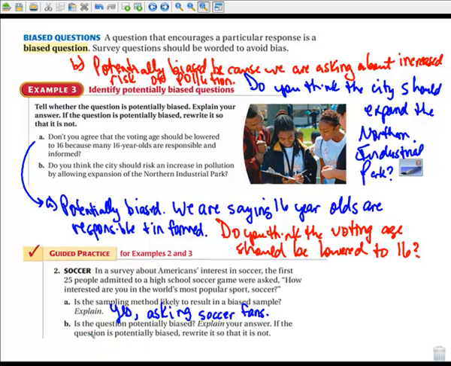And part B, is the question potentially biased? Absolutely, because they're saying this is the world's most popular sport, soccer. So we could just ask the question, how interested are you in soccer?